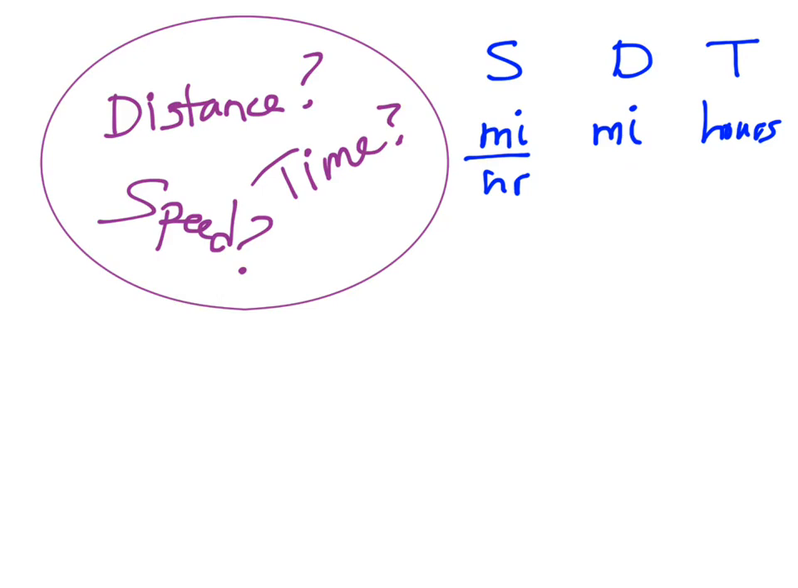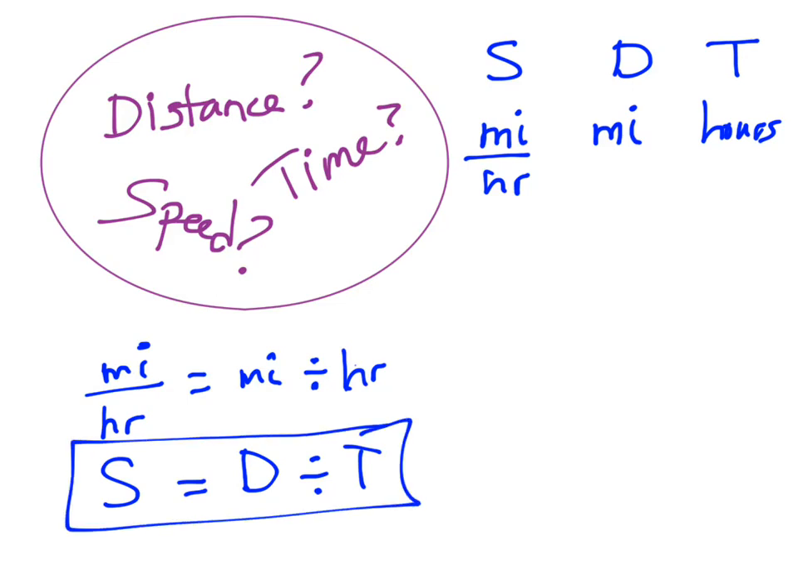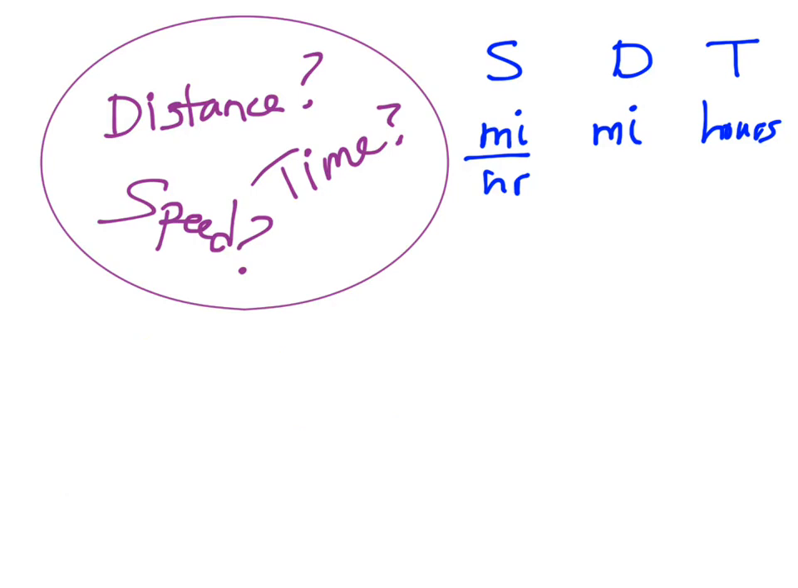Well, per means divide. So you can get miles per hour by taking miles and dividing it by hours. Or in other words, you can get speed by taking the distance in miles and dividing it by the time in hours. So there's one example of an equation: S equals D divided by T. Okay, how would we get distance? By using speed and time.